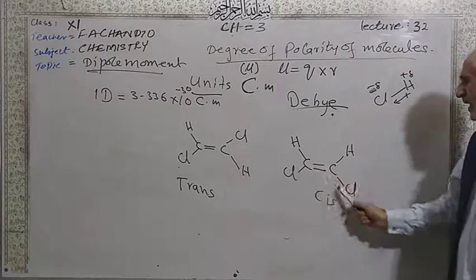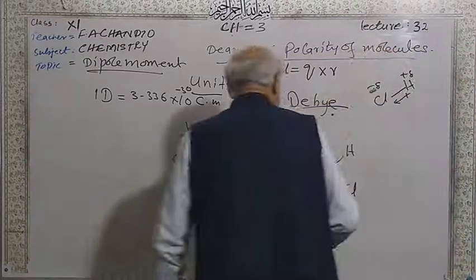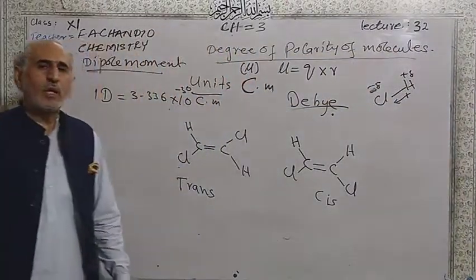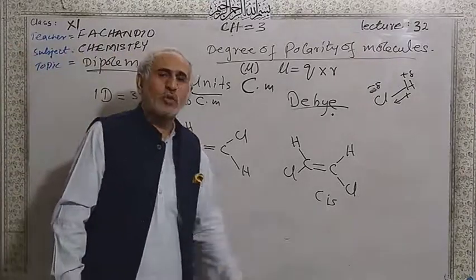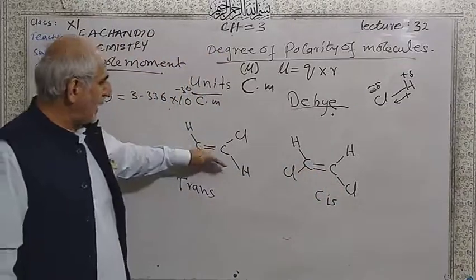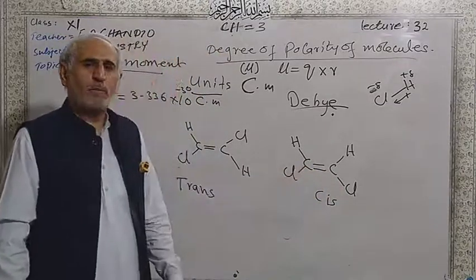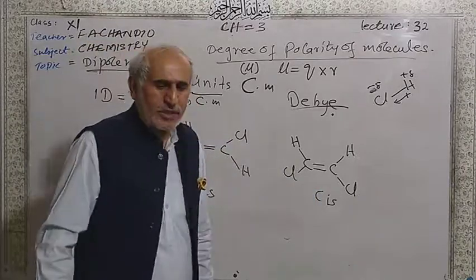If the identical groups are on the same side, up and down, this is a cis arrangement. So we call it cis 1,2-dichloroethene. Their structural formula is the same, but the position of the identical groups is different.